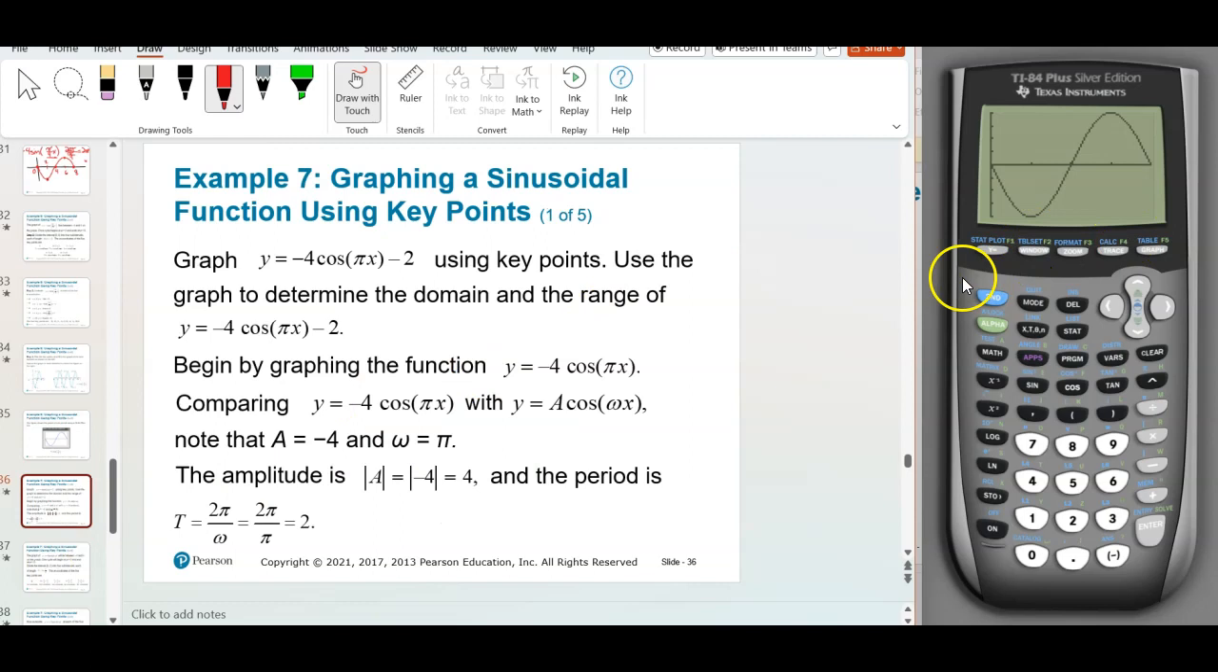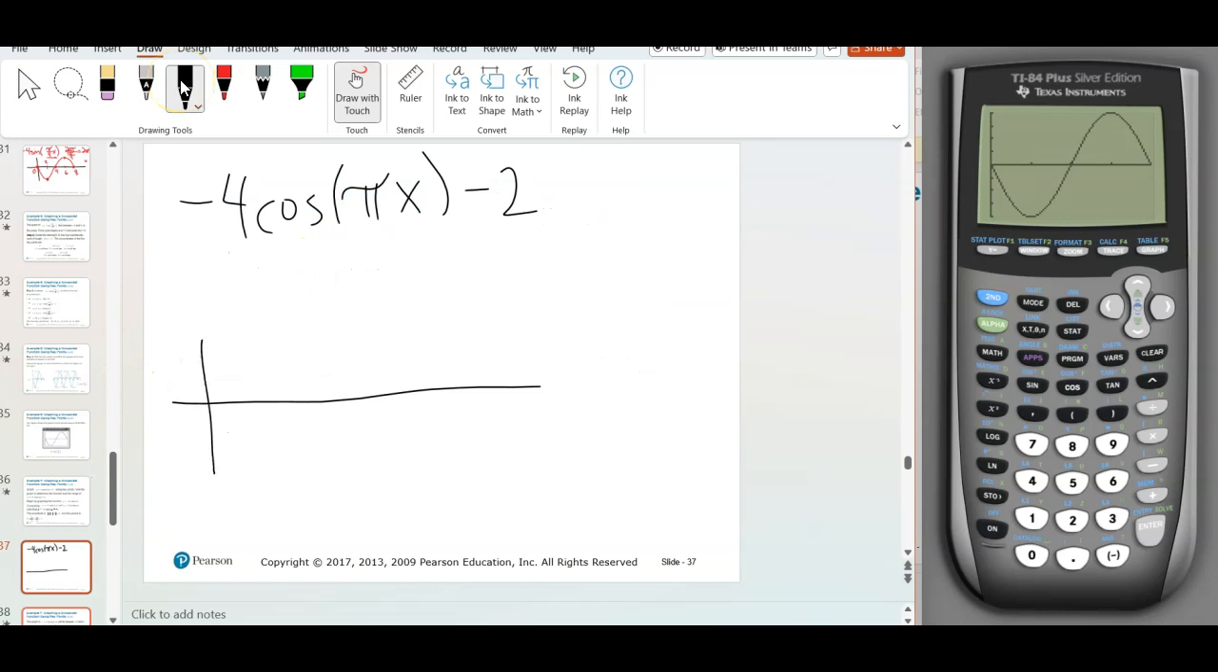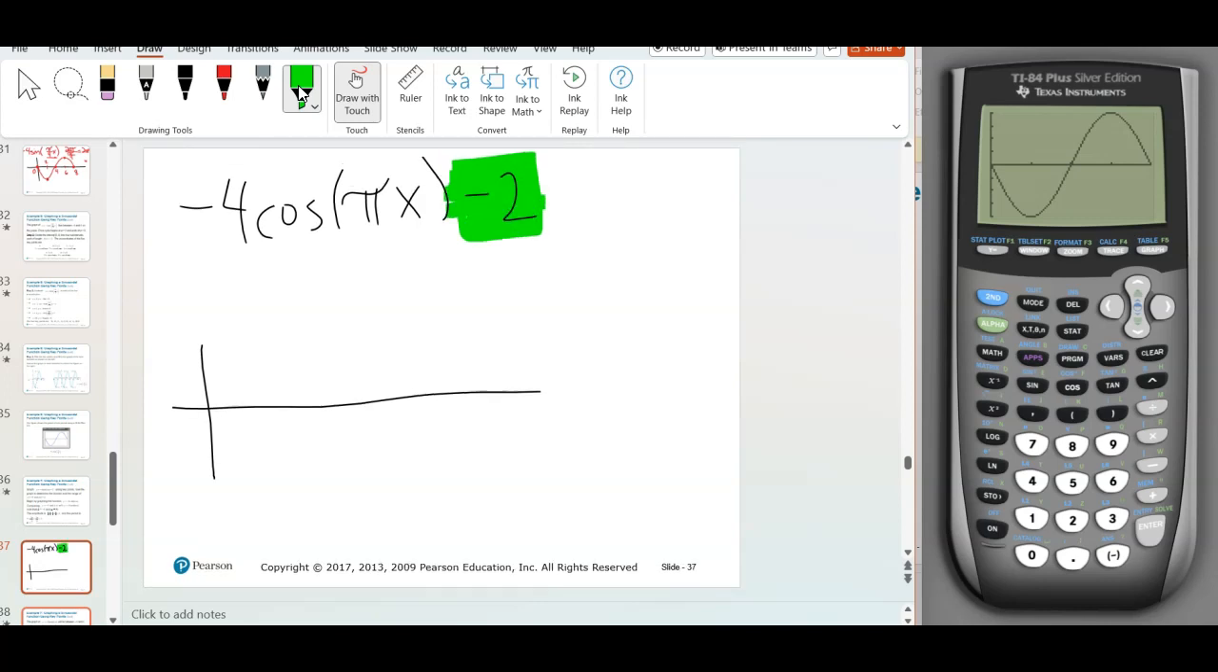Now, with cosine, the only difference is where we start from. We don't start at the origin anymore. Now we start at either the max if it's a positive cosine or a minimum if it's a negative cosine. All right, so there is my y-axis. A couple of things are different in this one than the others. This one has what we call a vertical shift. We are subtracting 2 units. What that's going to do is take our midline from being the x-axis to now the midline is down here at -2.